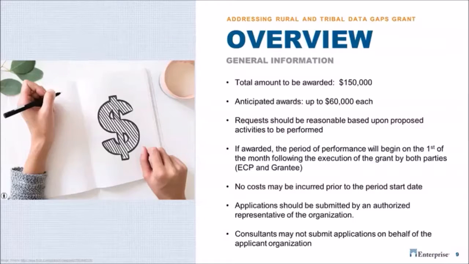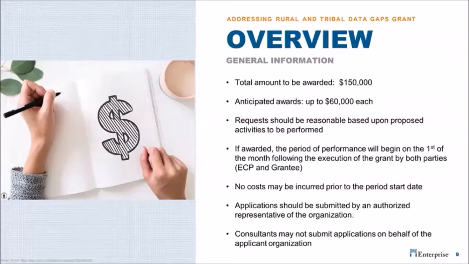So we have $150,000 total to award under this grant. We anticipate awards up to $60,000 each. So please keep that in mind when you're writing your proposal. And also, of course, your request should be reasonable based upon the work that you're going to do.